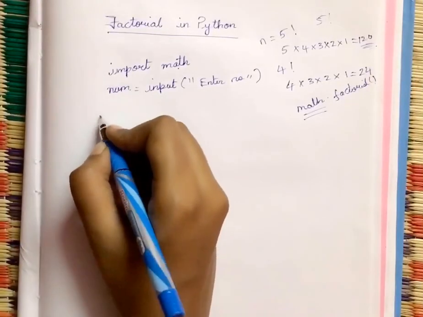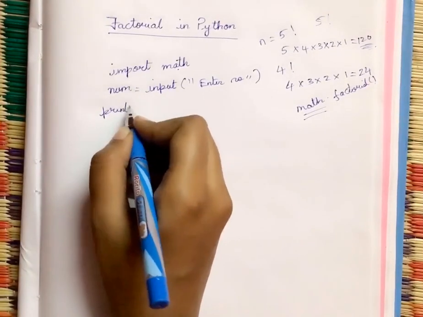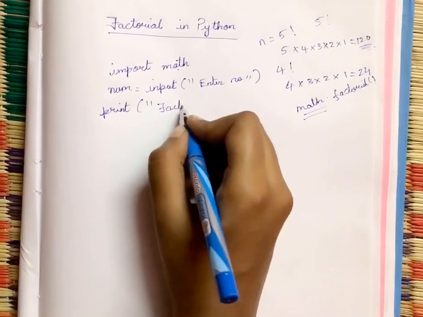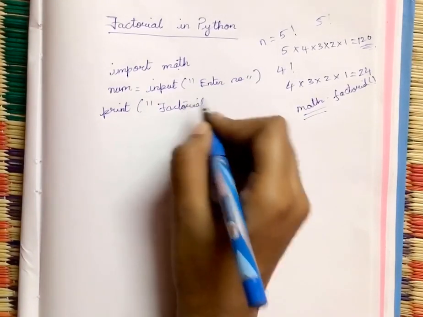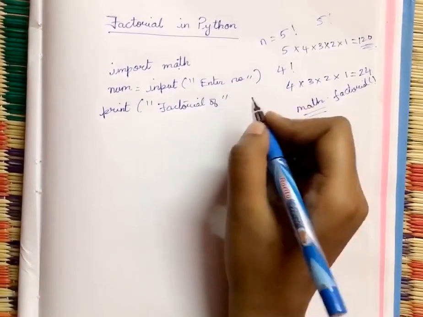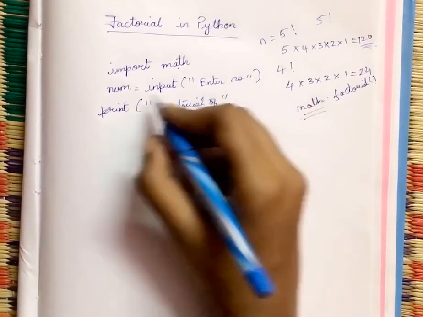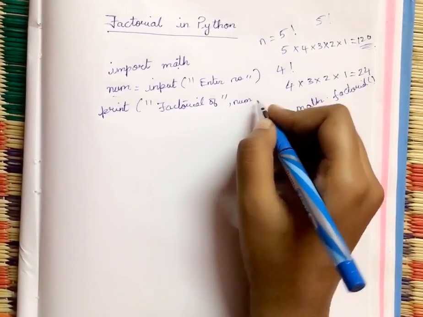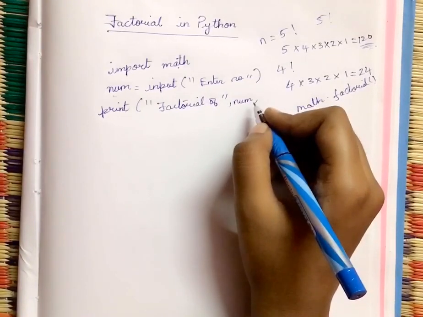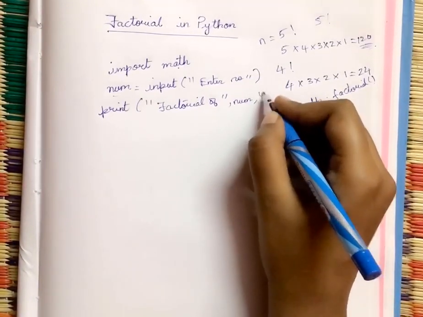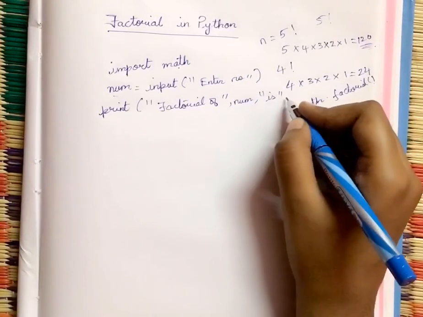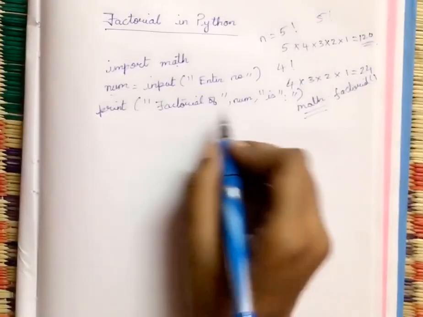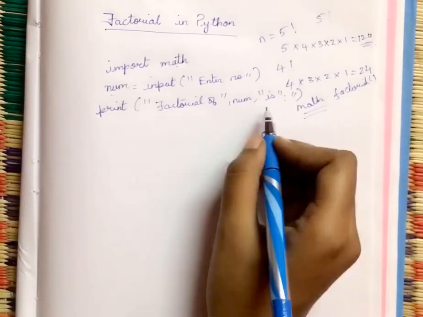Now I am going to print the factorial. Print factorial of. So print factorial of what? This is the number, so I will give num. Then is the factorial of the number is. You can define it as you wish. That is the print statement only.